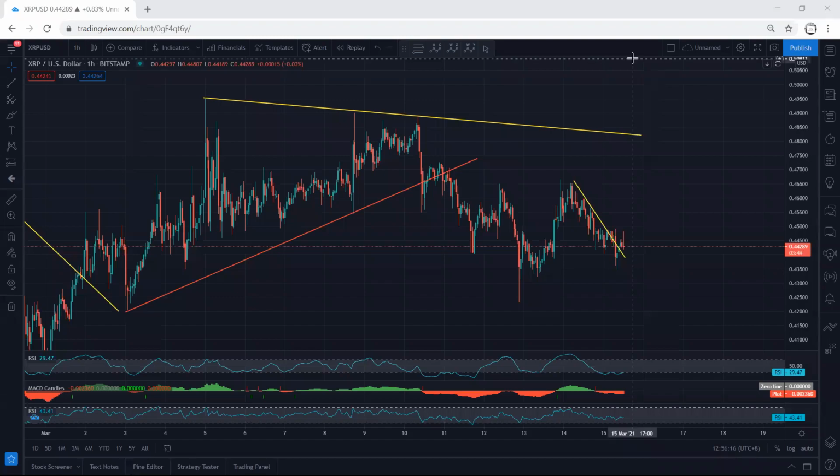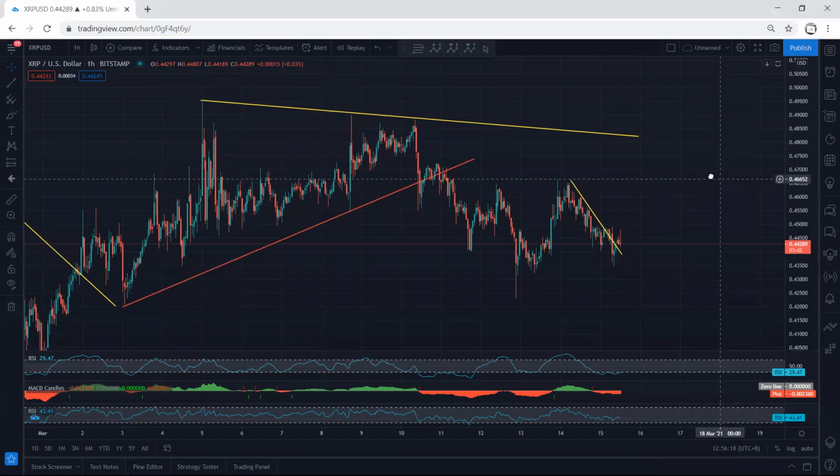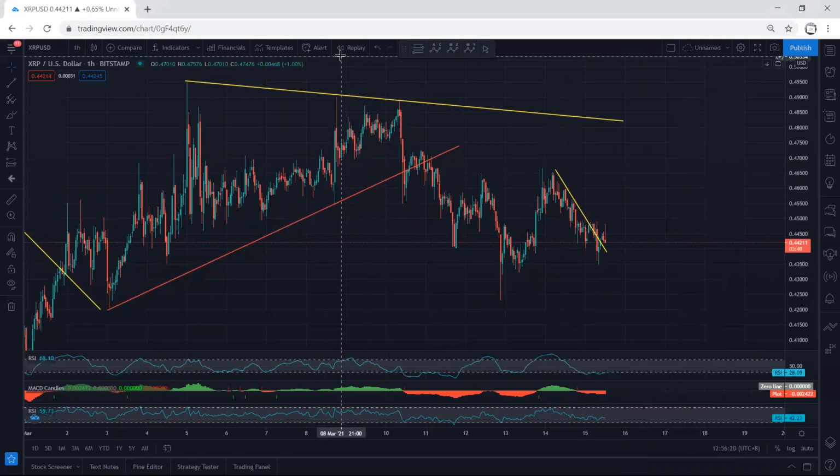XRP, we start with the 1 hour chart. Okay, if we refer to our analysis, we mentioned we want to see first of all how deep this one can go, and even we mentioned how we can look for buy or sell. Now as you can see, the price dropped a bit more, and now we want to see whether this one can continue and break this low or not.